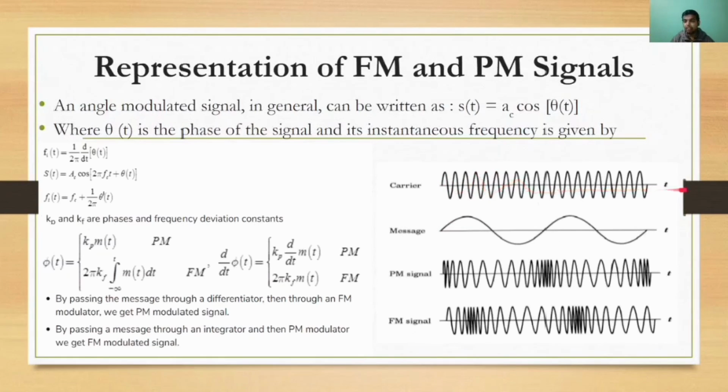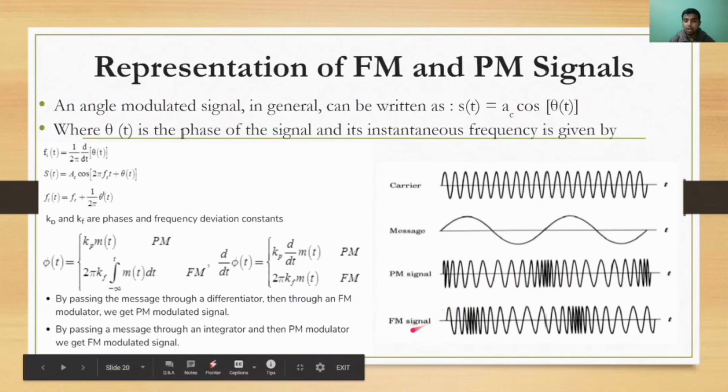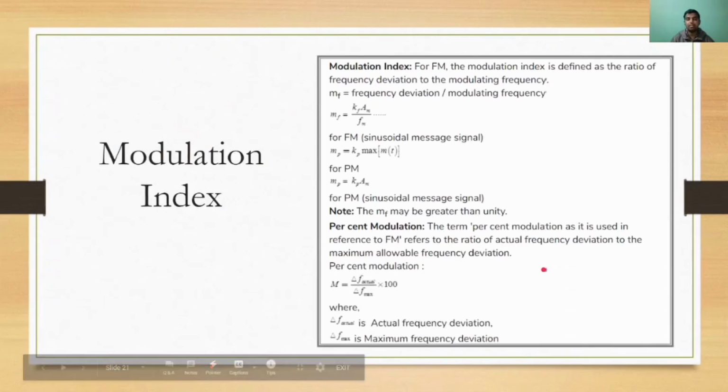This is a carrier wave, and this is our message signal. So this is a PM modulated signal. As you can see, the amplitude is constant throughout. It's only the phase which is changing the instantaneous frequency. While in the case of an FM signal, also the amplitude is kept constant, but it's the instantaneous frequency which varies at some point. So frequency is much higher in this area compared to this area.